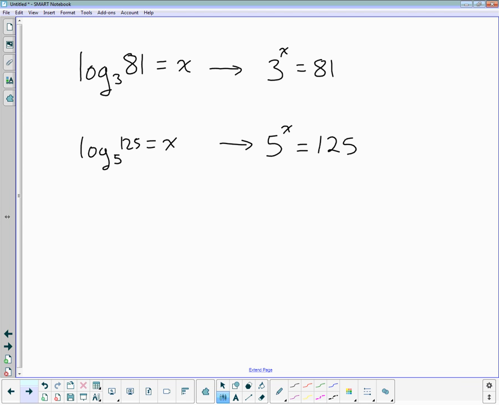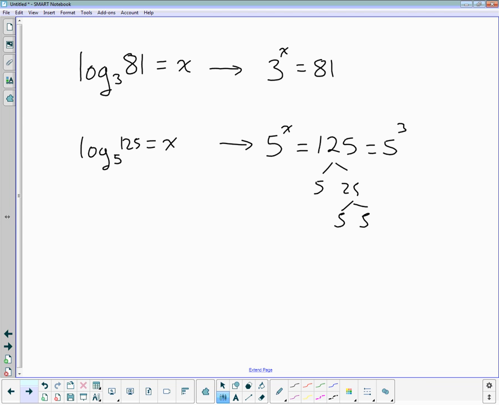And 125, this is where your factor trees come into play. If you can do a factor tree, fantastic. 5, 25, 5. So x is equal to 3. Okay?